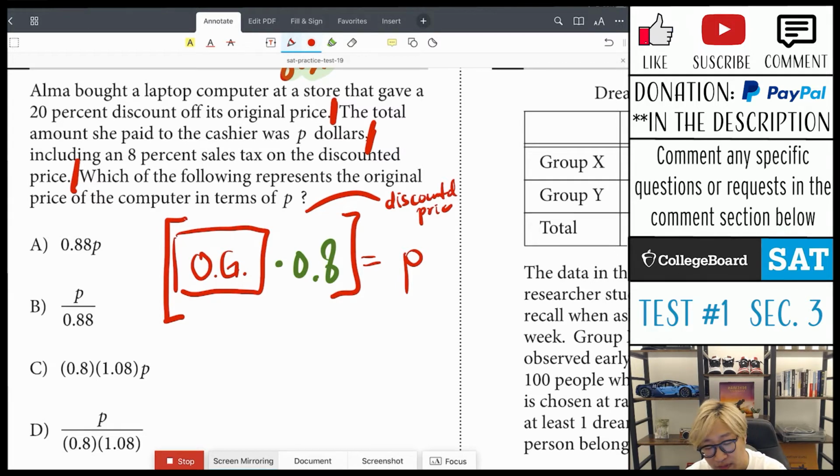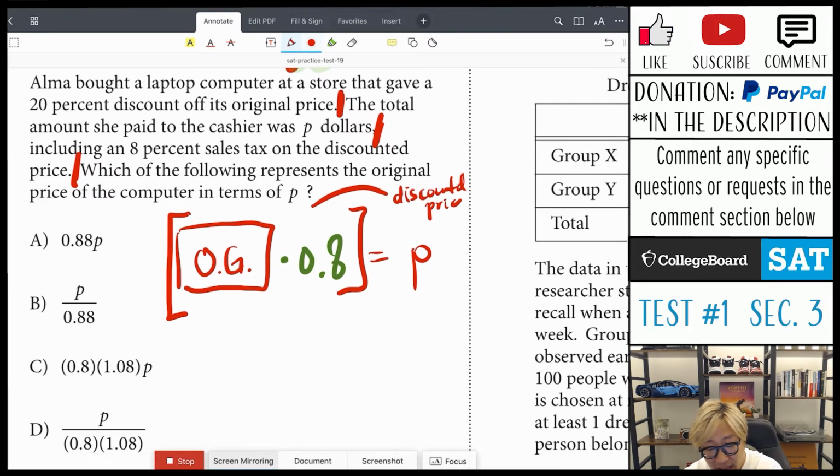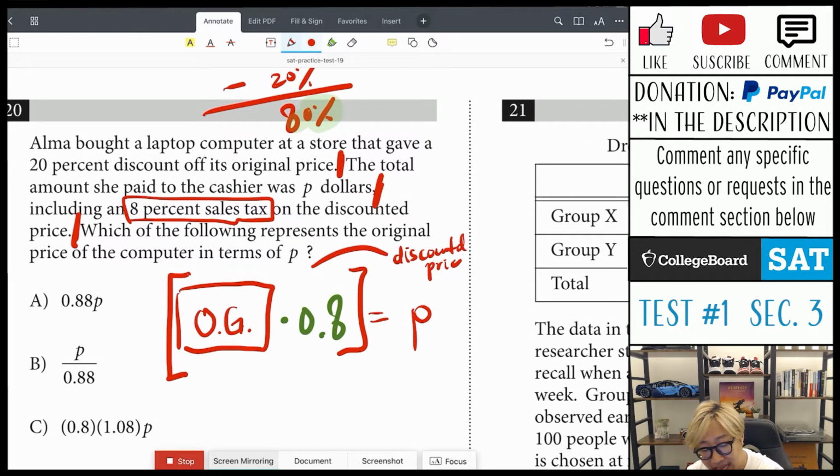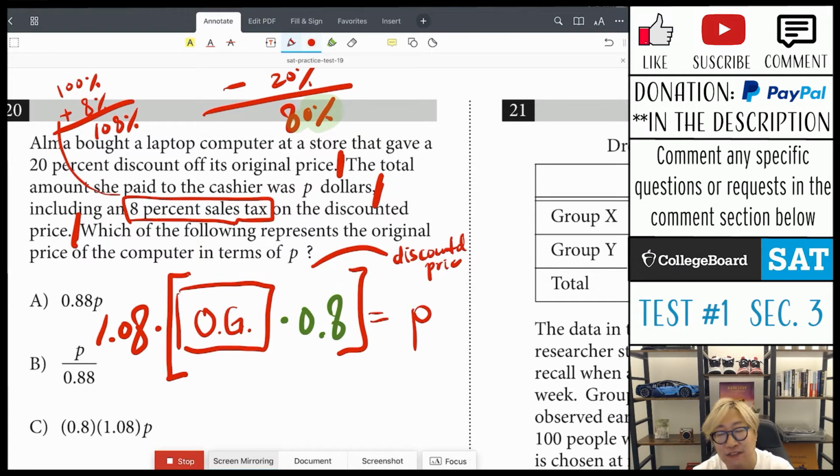So we need to pay for the tax. If I have to pay 8% sales tax, that's going back to the idea that normally I pay 100%, but I have to pay 8% extra, so that would be 108%. So what would I do? I will multiply this by 1.08. Why? Because I have to pay 8% more. Just like with the 20% off, I subtracted 0.2, with the 8% sales tax, I'm going to add 0.08.